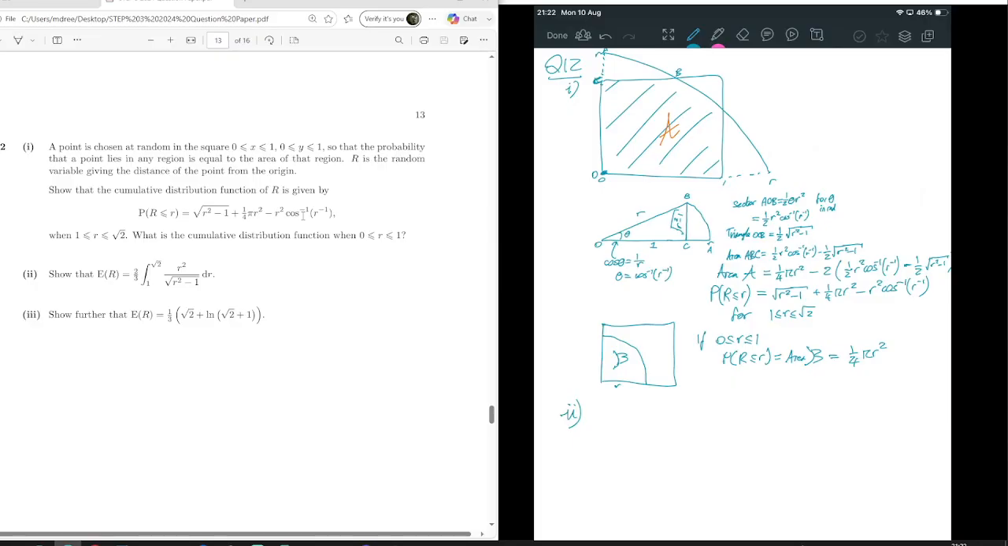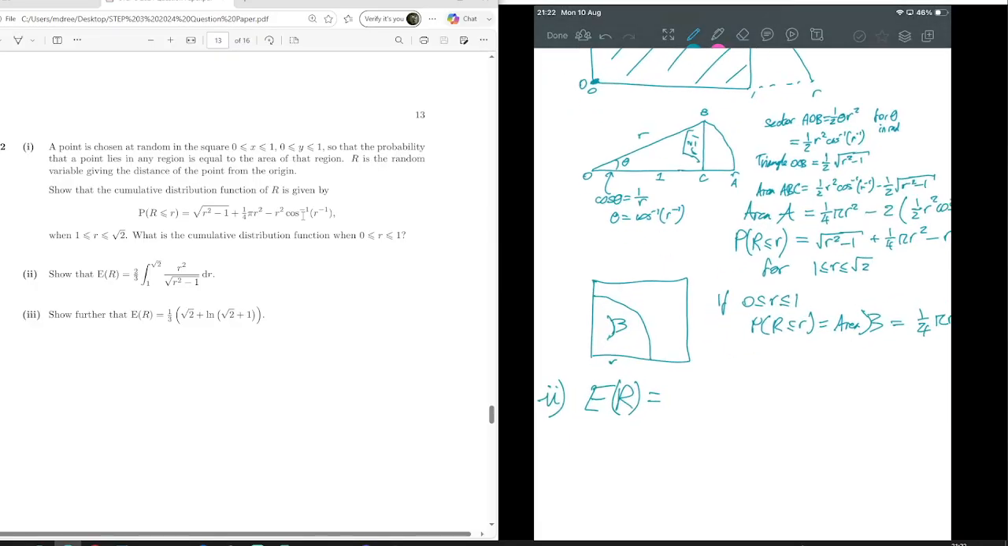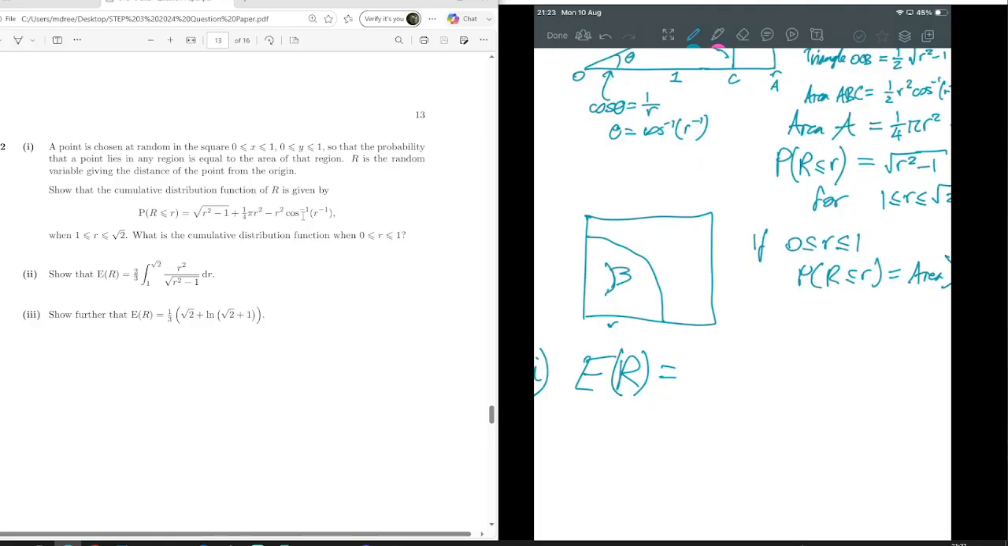Part 2 then. Part 2 is now wanting the expected value of r. And expectation has a particular formula. In the previous question, we used it as the sum over the values of the value times the probability of that value. Now, that only works in the discrete world. And if you know anything about summations, when you make a summation continuous, you actually get an integral. So we're actually integrating over all the possible values of r times the probability that r is less than or equal to r.